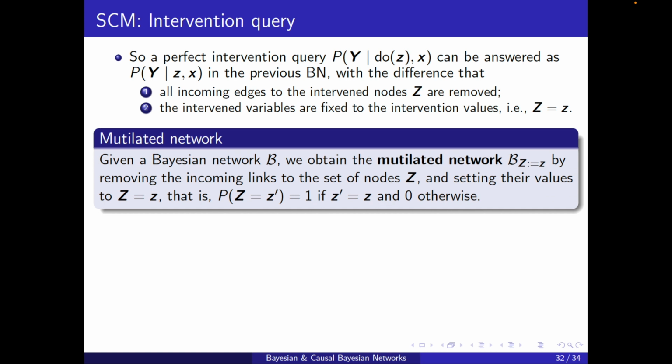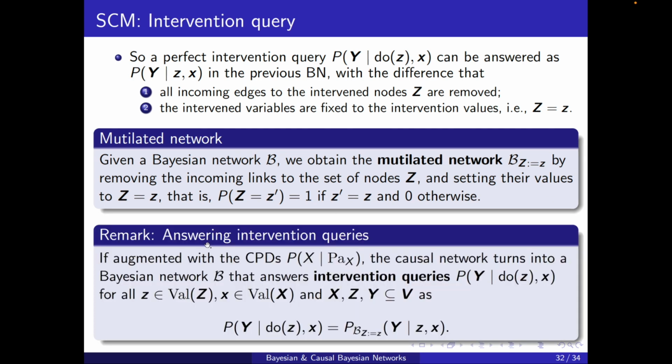Given a Bayesian network B, we obtain the mutilated network B of Z equal to z, this is the notation, by removing the incoming links to the set of nodes Z and setting their values to z, the small letter z. And by setting their values, we mean that P of Z equal to z prime, even if it's conditioned on its parents, is 1 if z prime equals z and is 0 otherwise. Okay, so another remark, answering intervention queries.